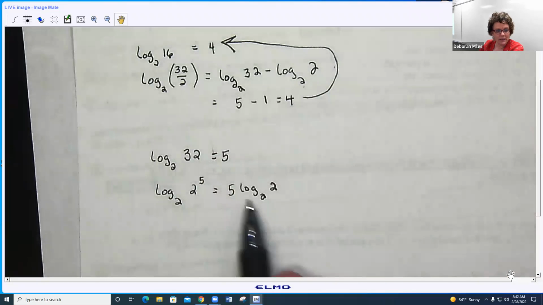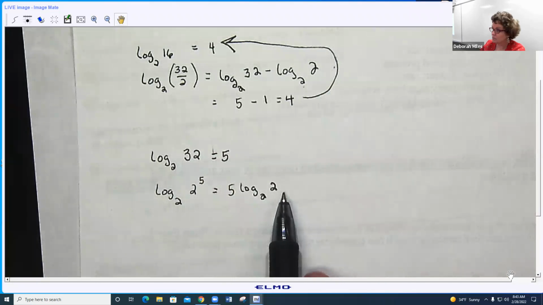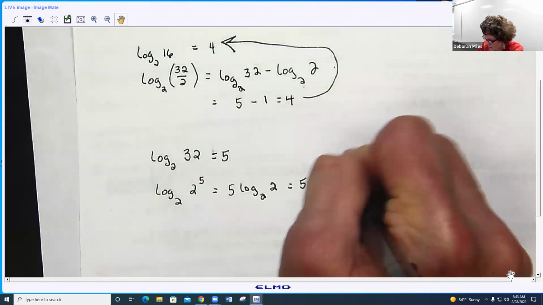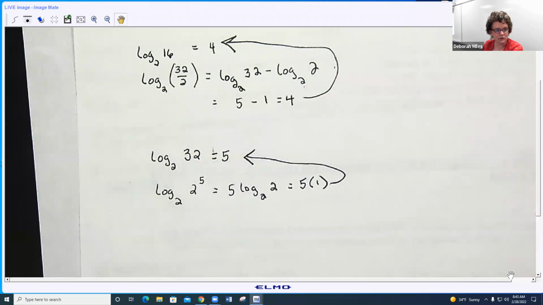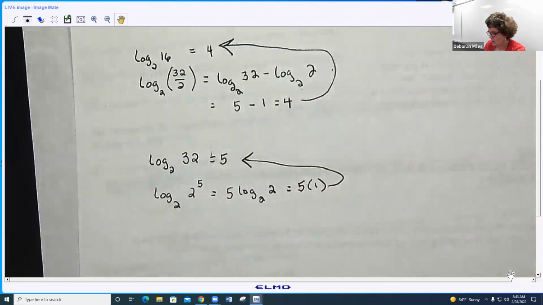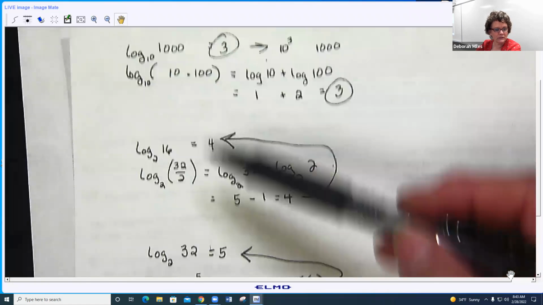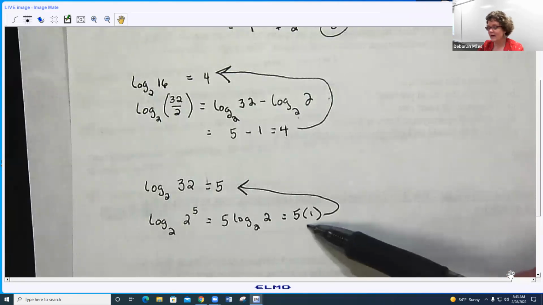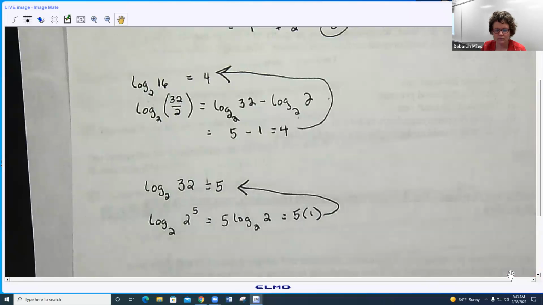And what is log base 2 of 2? 1. So this is 5 times 1. We get the same answer. So this was an illustration that the product rule works. This was an illustration that the quotient rule works. This was an illustration that the power rule works.